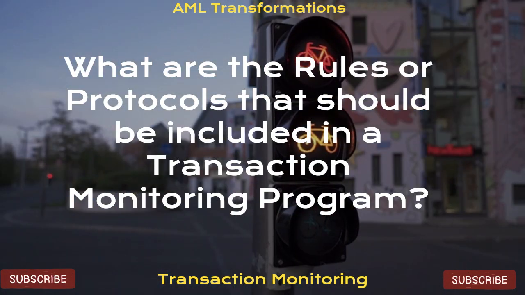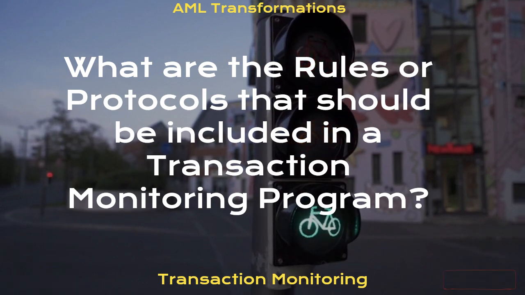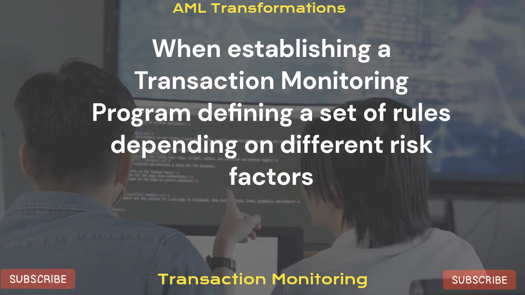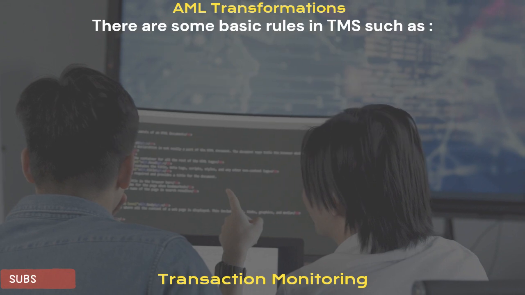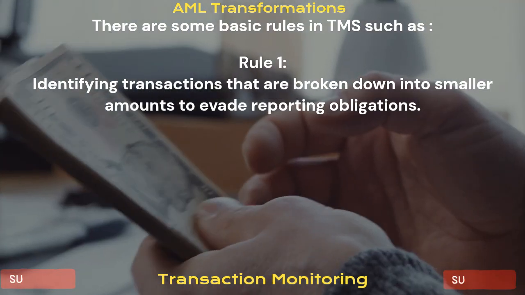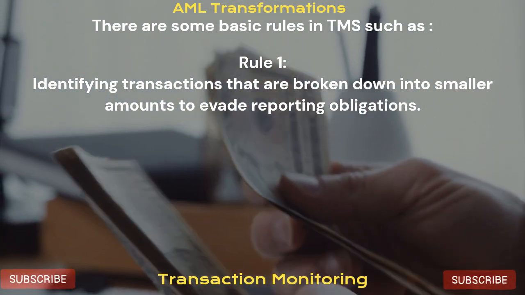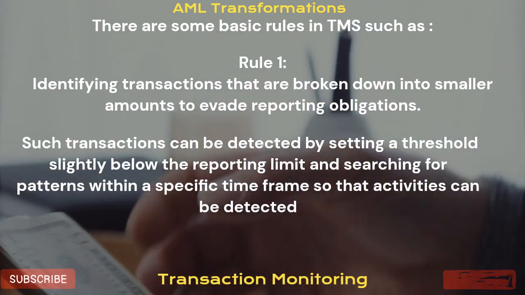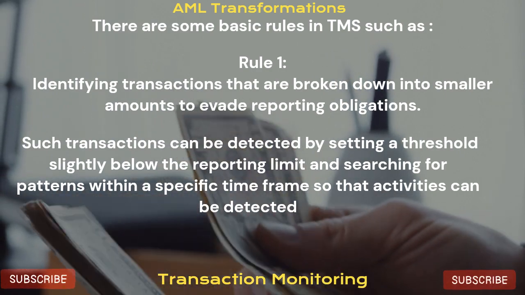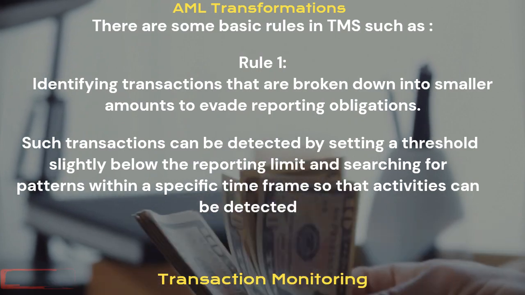What are the rules or protocols that should be included in a transaction monitoring program? When establishing a transaction monitoring program, the rules and protocols are a set of rules depending on different risk factors. There are some basic rules in transaction monitoring systems, such as Rule 1: identifying transactions that are broken down into smaller amounts to evade reporting obligations. Such transactions can be detected by setting a threshold slightly below the reporting limit and searching for patterns within a specific time frame so that activities can be detected.